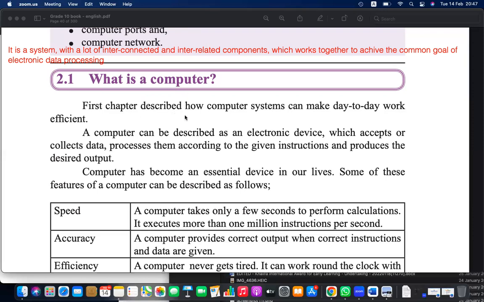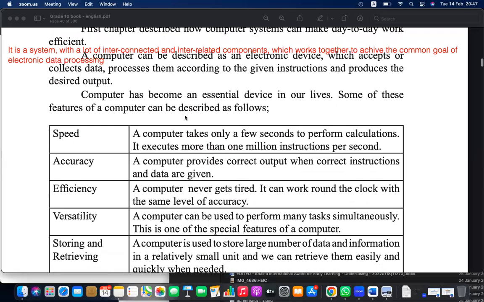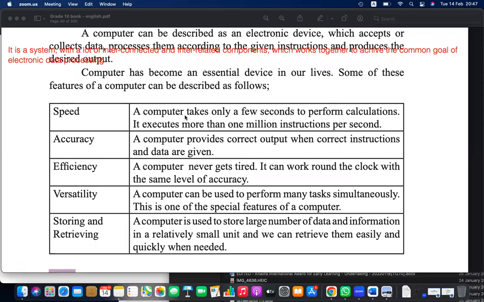Next, it's never getting tired. It is versatile. Versatile means it can do a lot of activities, various activities: graphic processing, graphic designing, video editing, watching movies, editing programs, listening to music, typing documents, calculating, showing drafts, charts. It can do a lot of tasks. And it has very high capacity for storing things. High capacity storage, and it can be quickly searched.